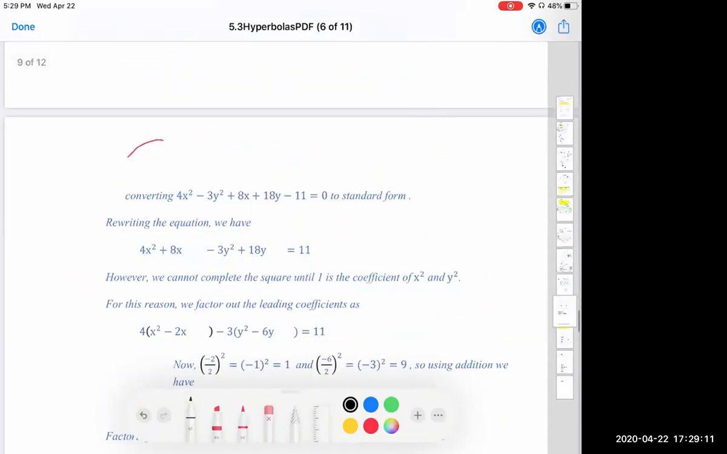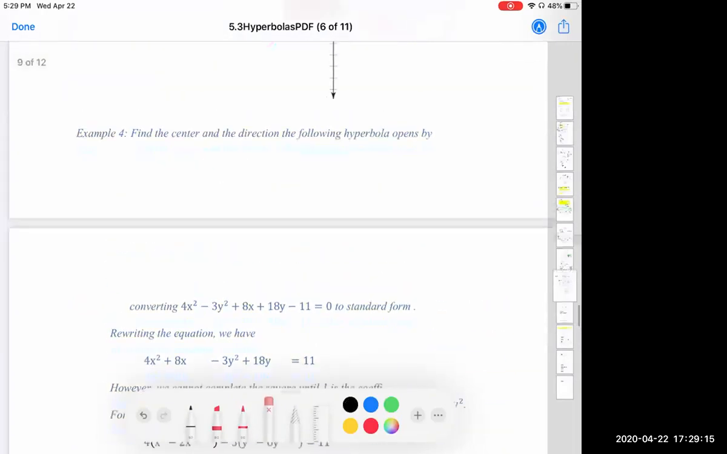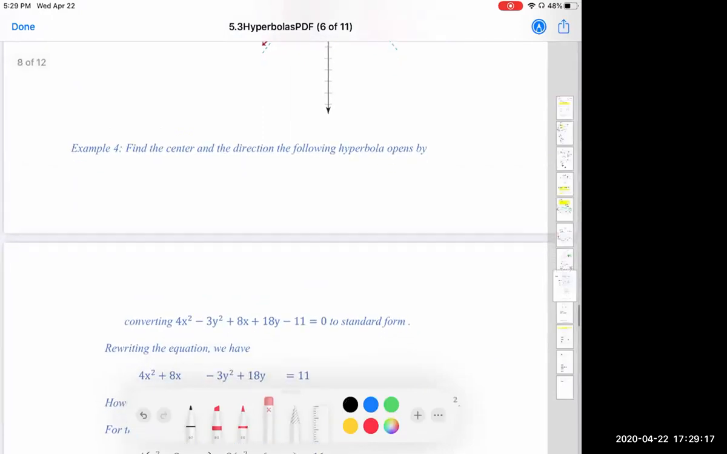All right, so let's go ahead and continue with example 4 of your notes. So let's continue with 5.3 notes, example 4. That's a couple of pages in. And it's a lot of what we've done already, right? Completing the square so that we can get our hyperbola in standard form.